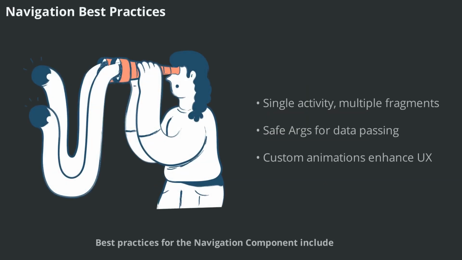Best practices for the navigation component include using a single main activity with multiple fragments, leveraging SafeArgs for type-safe data passing, and keeping the navigation graph organized. Configure up and back navigation to respect the back stack, define deep links for external access, and set up custom animations for smooth transitions. Use popUpTo attributes to manage the back stack and optimize memory usage.